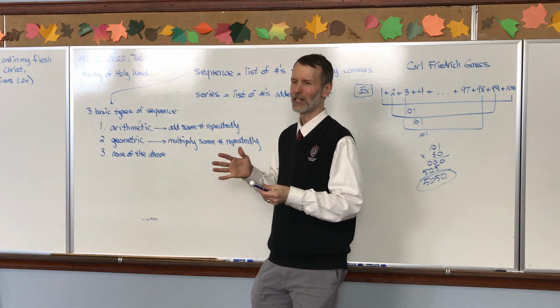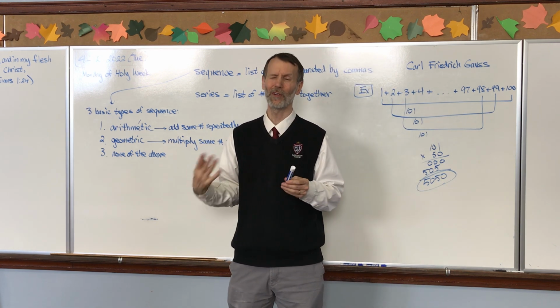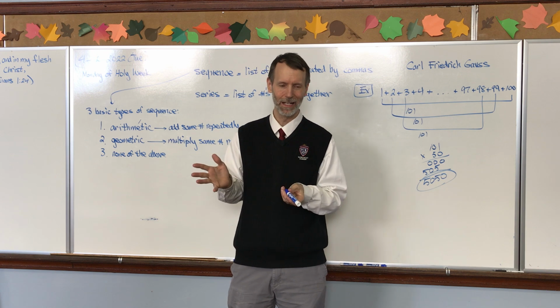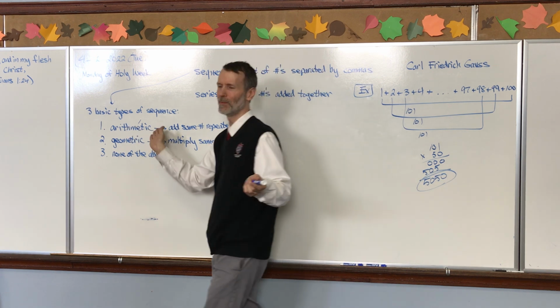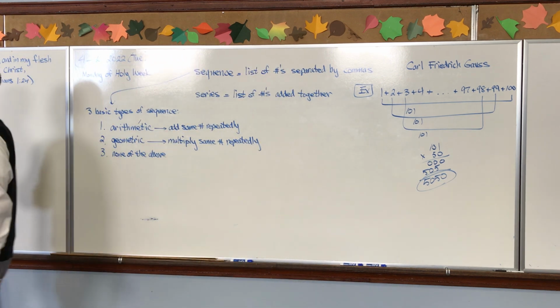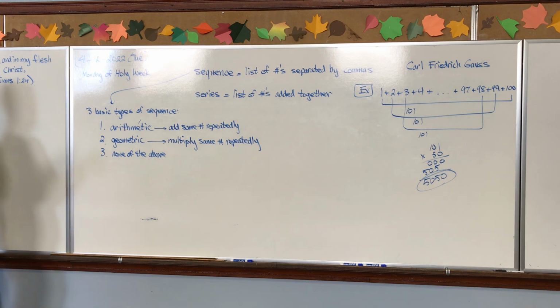Some of them are a little weird because if you're adding the number 13 over and over again, it's not quite as easy to see. But you should be able to with a little bit of careful looking. Geometric is when you multiply repeatedly, and sometimes it's just none of the above.